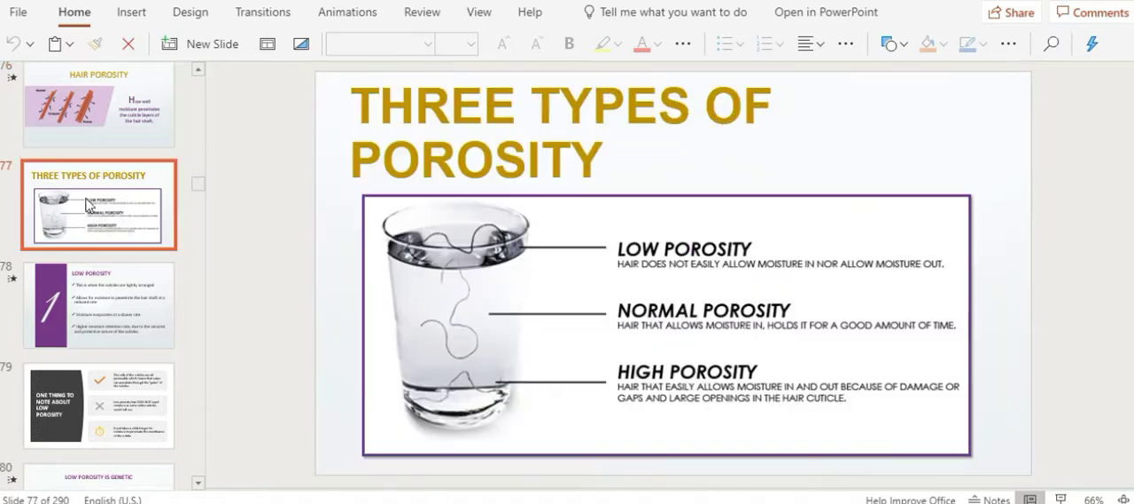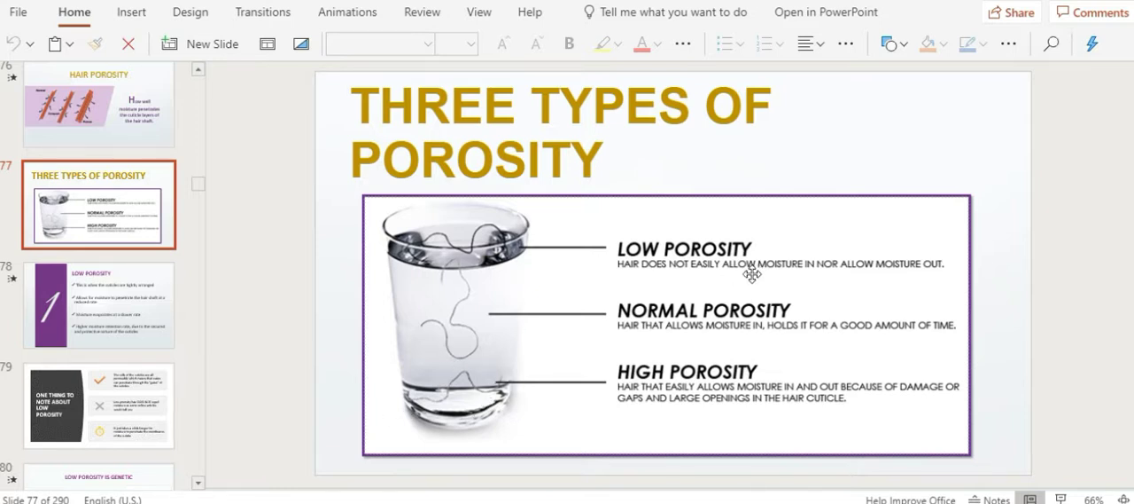All right, so what are the three main types of porosity? We have three main types: low porosity, normal porosity, and high porosity. This cup image, I'm going to go over later in another lesson where I share how to determine your hair porosity. According to your current belief, you can have low, normal, or high porosity. So for low porosity here, we can see a hair strand that's floating, not sinking, and then another hair strand in the middle, and another at the very bottom.